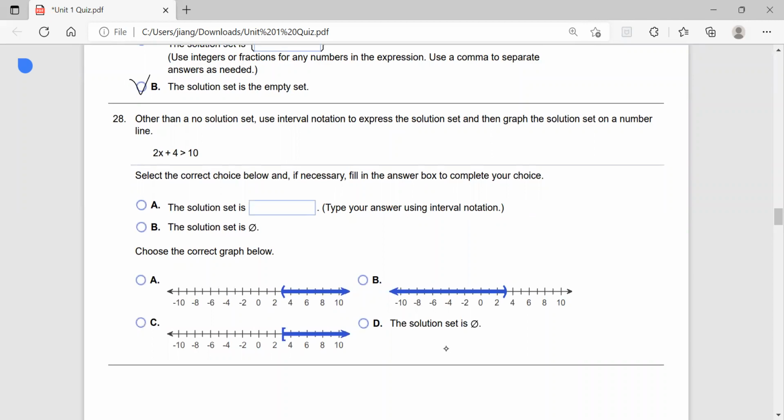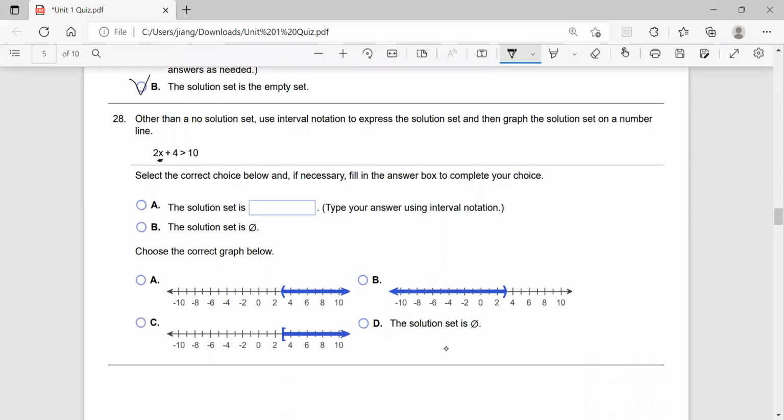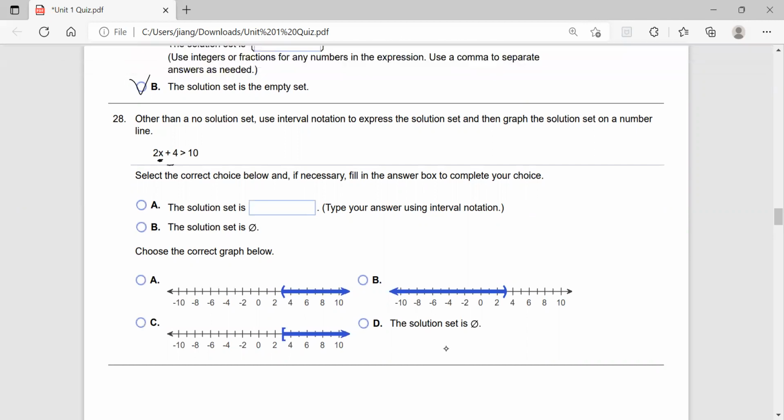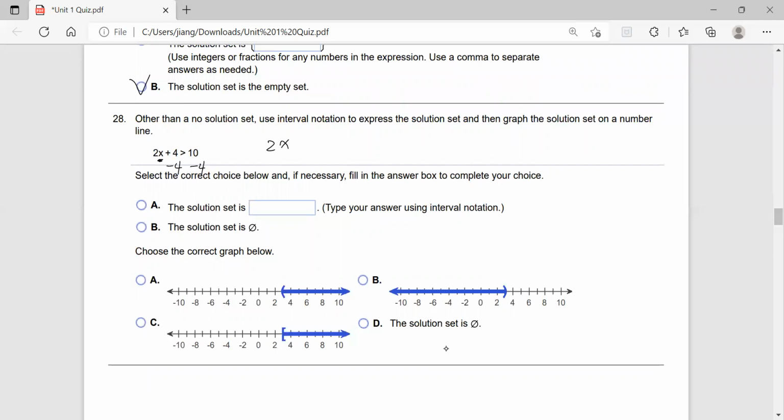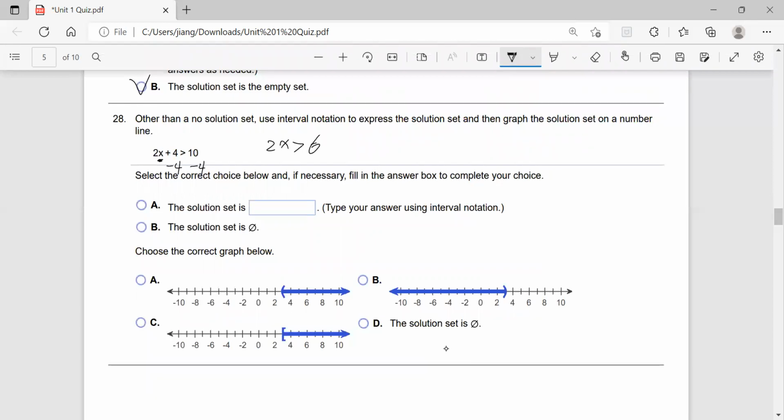So next one, solve the inequality. If I have 2x plus 4, I'm solving for x. I can't have a 4 here, so subtract the 4 from both sides. I have 2x is greater than 10 minus 4. That's 6, positive 6.